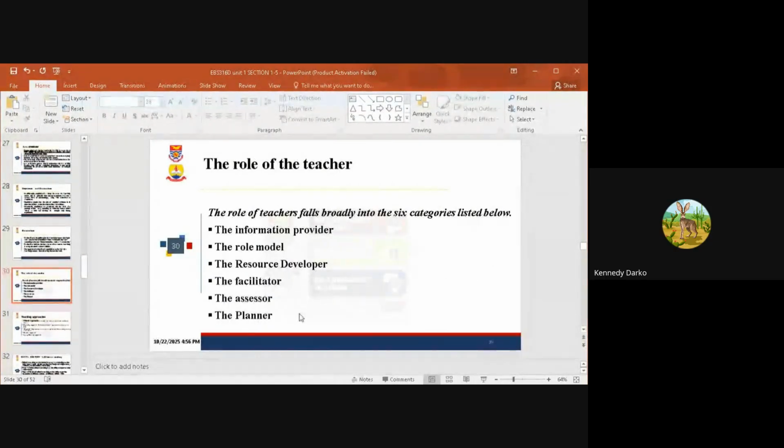Now, what's the role of the teacher in rationalism? The role of the teacher falls broadly into what?